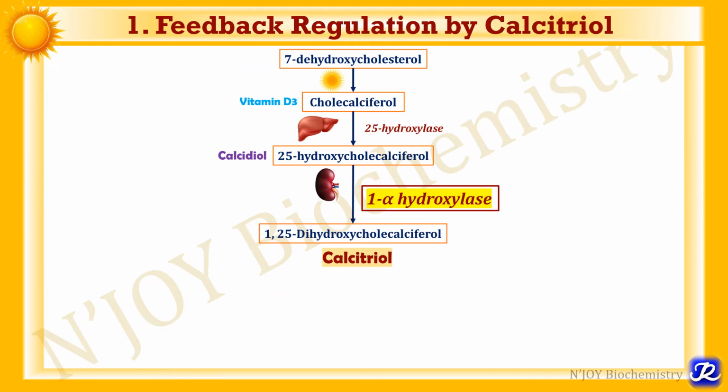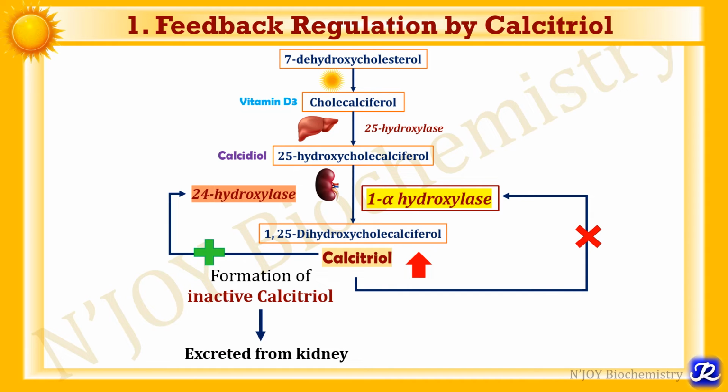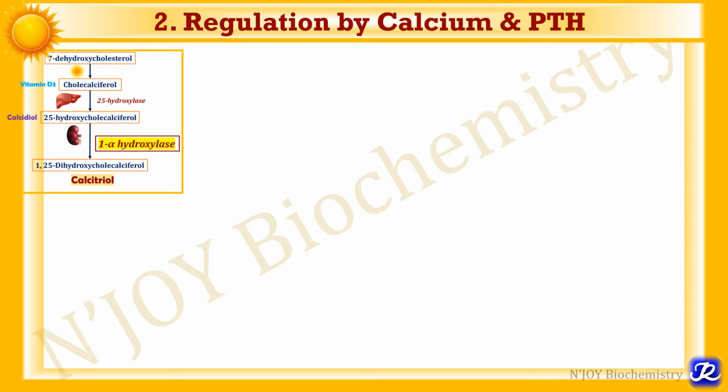So the feedback regulation by calcitriol occurs by inhibiting the action of enzyme 1-alpha hydroxylase. So whenever there is increased calcitriol, it inhibits 1-alpha hydroxylase, and that's why there is decreased production of calcitriol. In addition to that, it activates the enzyme 24-hydroxylase, which is present in the kidney, and it leads to formation of inactive calcitriol, which is then excreted from the kidney. How does the regulation occur by calcium and parathyroid hormone?